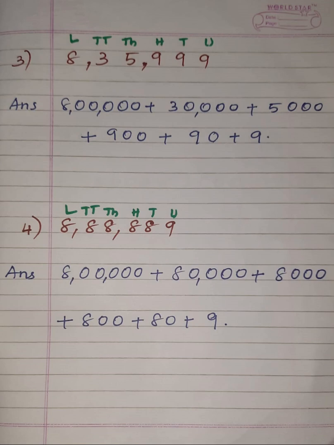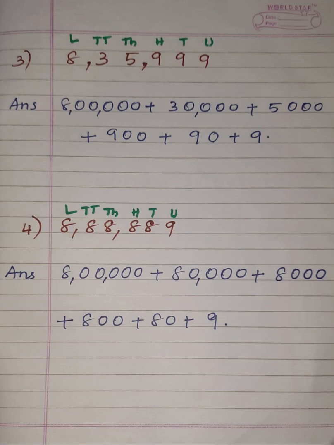Now our next sub question 4 is, the number given is 8 lakhs 88,889. Okay, children. Here digit 5 is repeated. So what you have to do, children? As usual, you have to write on the top of each digit their corresponding place values. Okay, either with pen or with the pencil.